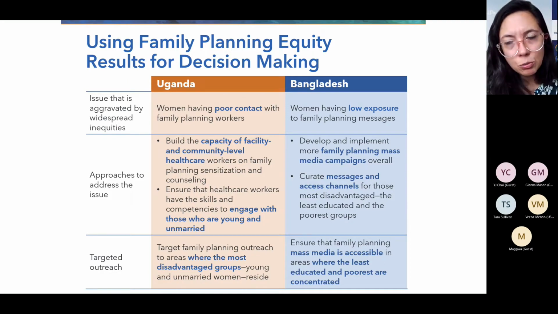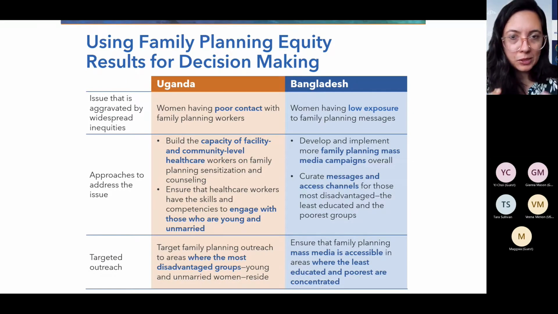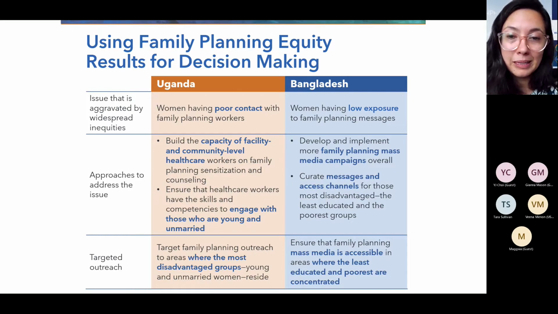And if you were then trying to target your outreach somewhere, it would really be focused on where the most disadvantaged groups reside. We saw where that was concentrated in Uganda. In Bangladesh, the story is a little bit different. So the emphasis on the approach can be more family planning mass media campaigns. The other takeaway then could be to curate your messages and access channels for those most disadvantaged, which was the least educated and the poorest groups.